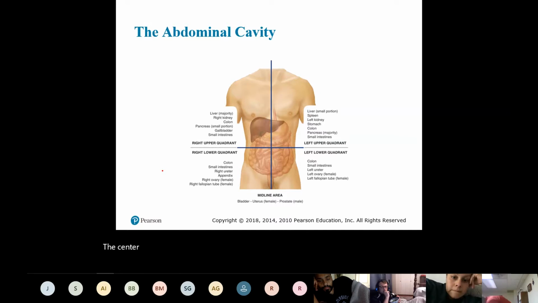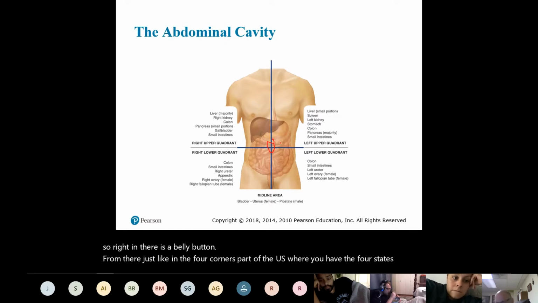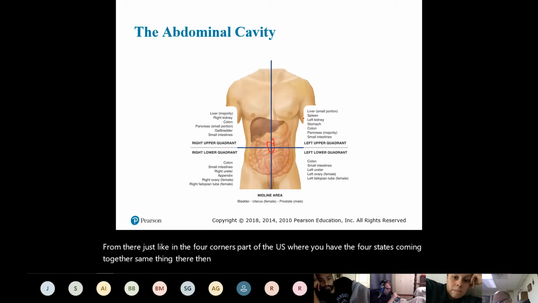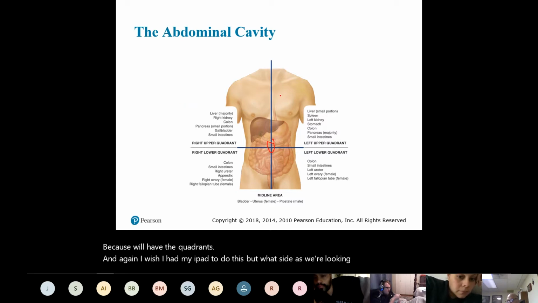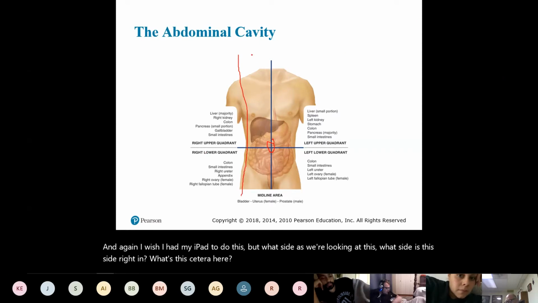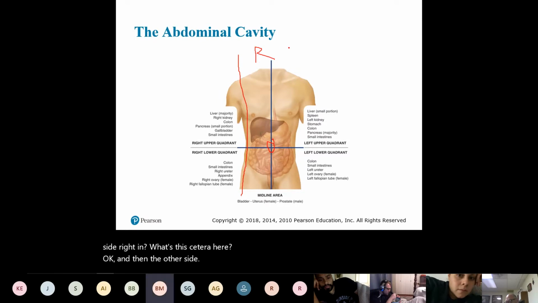So first off, the center point is the belly button, the umbilicus. So right in there is the belly button. From there, just like in the Four Corners part of the US where you have the 4 states coming together, same thing there. The umbilicus, think about the Four Corners area, because we'll have the quadrants. And again, I wish I had my iPad to do this, but what side, as we're looking at this, is this side right here? Right. Okay. And then the other side? Left. The left.